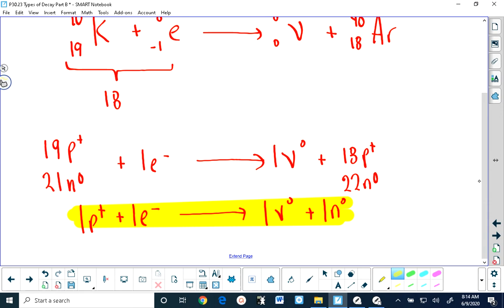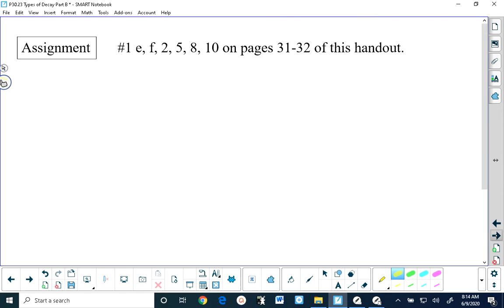Anyway, that's it for the lesson. On pages 31 and 32 of your handout, there are a number of questions I would recommend doing that involve positron decay, gamma decay, and electron capture.